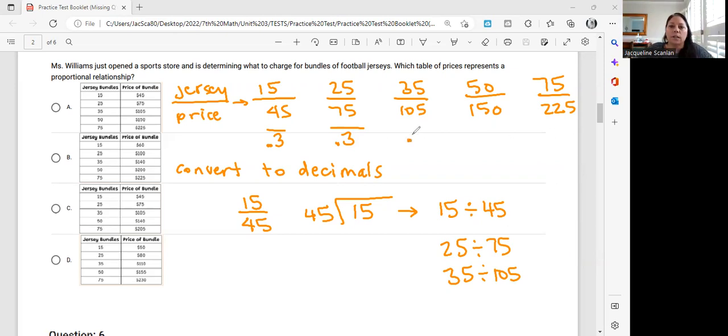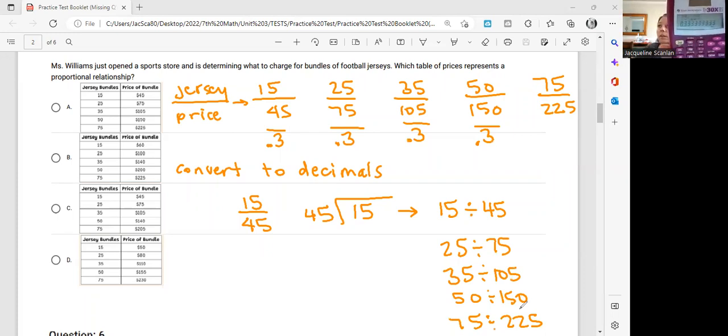So far so good. 50 divided by 150 is also 0.3 repeating. So as long as this last one follows that pattern, I've found my answer. And then I'll do 75 divided by 225. And check it out, guys. Letter A worked out perfectly for me. These are 0.3 repeating. All of these are the exact same. So this is what we call a proportional relationship. The correct answer choice for this one is letter A. So that worked out well.